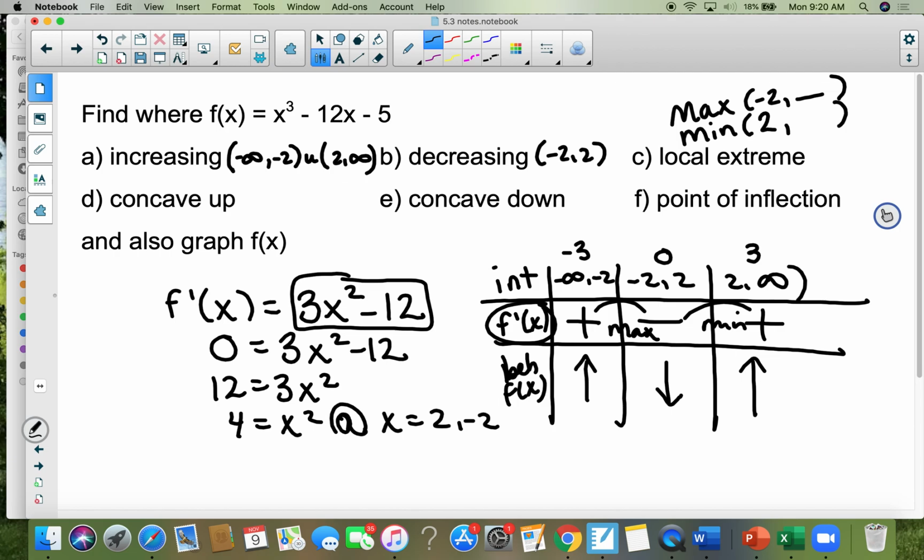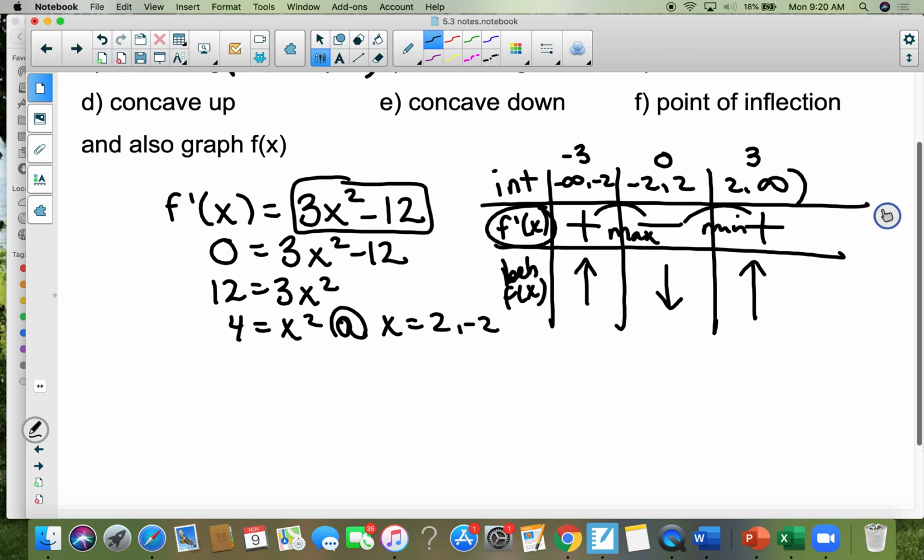And you have to go back up into the original and put in 2, which makes 8 minus 24 minus 5. 8 minus 24 is negative 16, minus 5 is negative 21. And then you plug negative 2 in, you get negative 8 plus 24 minus 5. Negative 8 plus 24 is 16, and 16 take away 5 is 11. So I found my A, my B, and my C. And now I'm going to find the D, the E, and the F, which is new.